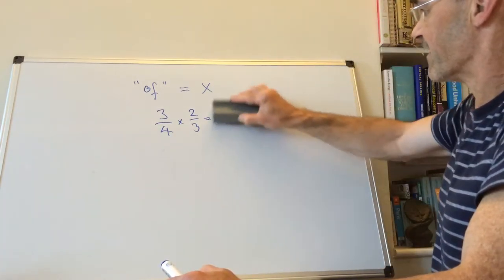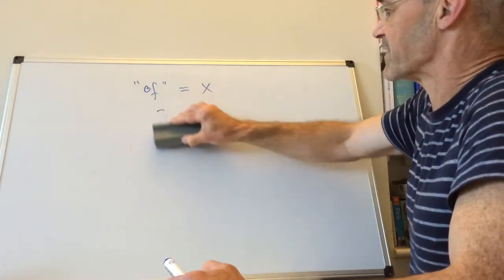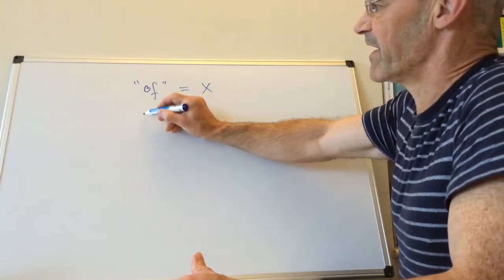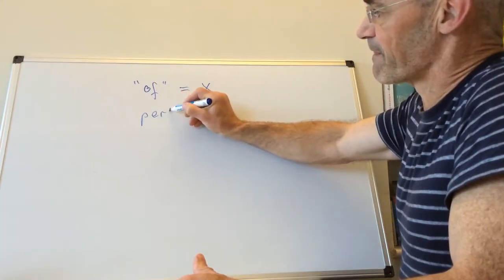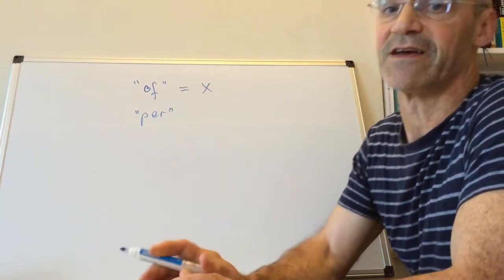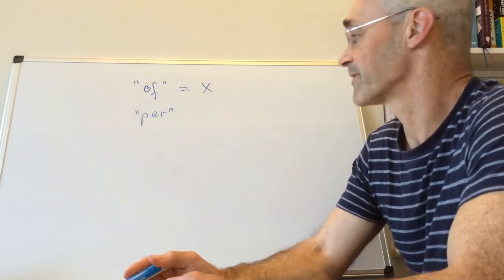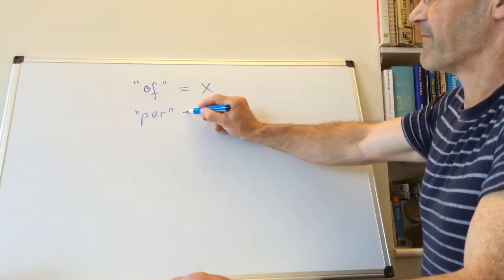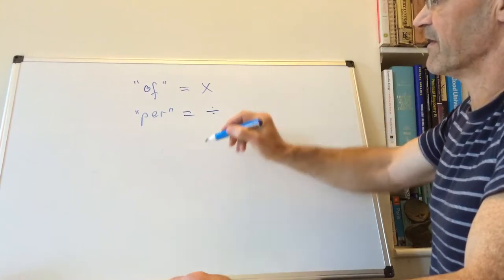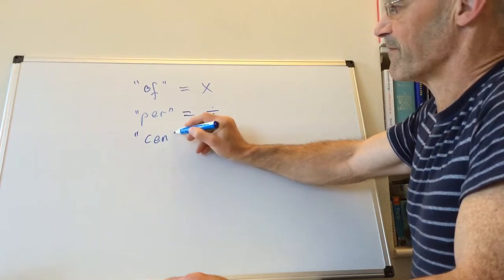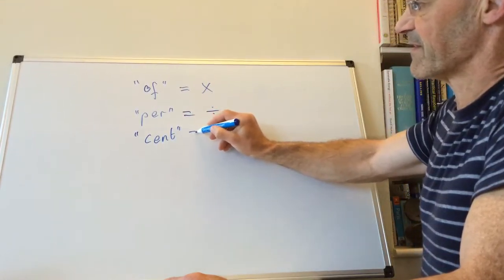And similarly, when people talk about percentages, when you see the per, the percent, and similarly, when you see the word per used in miles per hour, for example, you have to think about division. And the word cent, in this case, means 100.